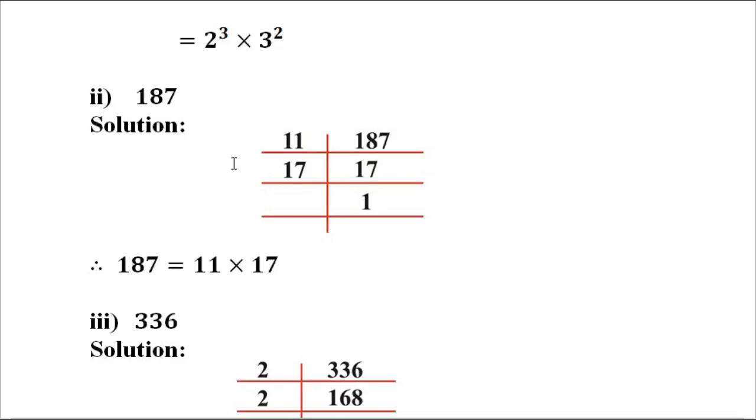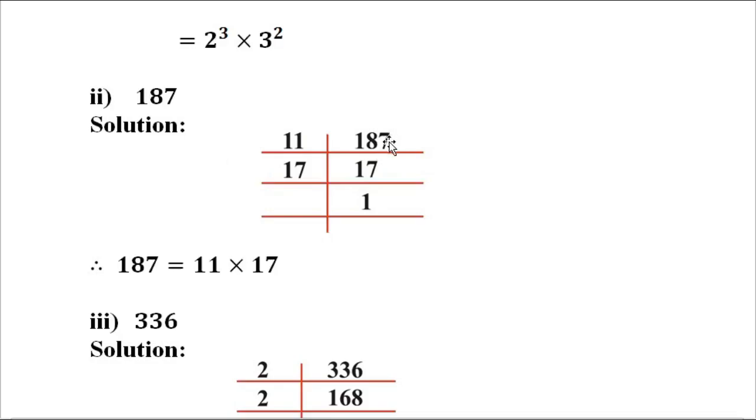187 is an odd number, so 187 is not divisible by 2. Since the sum of the digits of 187 is 1 plus 8 plus 7 equals 16, which is not divisible by 3. The last digit of 187 is neither 0 nor 5, so 187 is not divisible by 5. To test whether 187 is divisible by prime numbers more than 5, it is advisable to use a calculator.